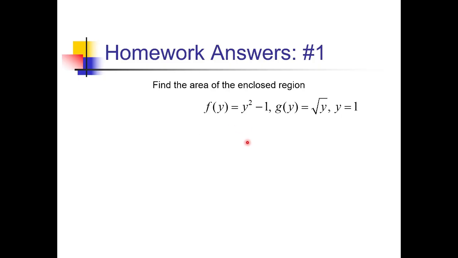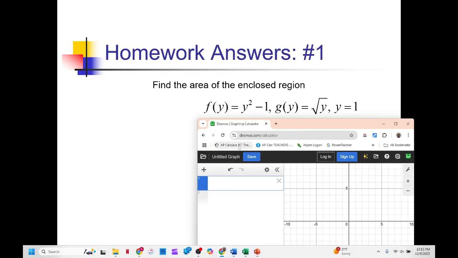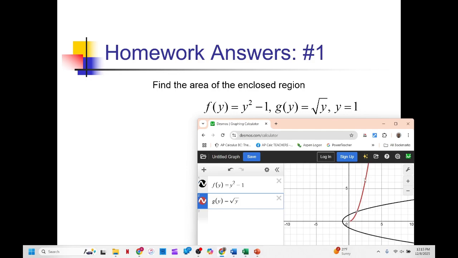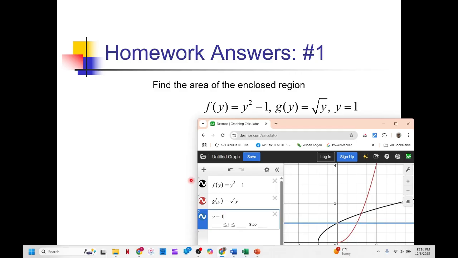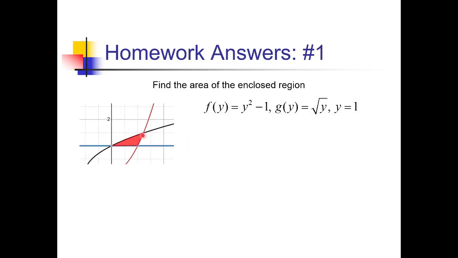On this problem, we're trying to get the area of the region enclosed by these functions. So this is a calculator-based problem, so let's go to Desmos and graph all these out. We have f of y equals y squared minus 1, so we have a sideways parabola, and g of y equals the square root of y. So we've got one of these square root sort of functions, and we also have y equals 1, this line here. So the area enclosed by all of these is this little sliver in here. There's a picture of what we're looking for, and we just want the area of that.